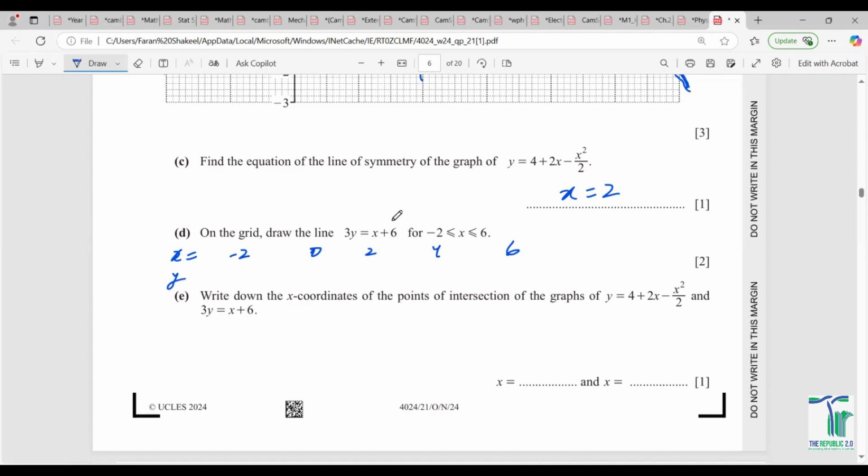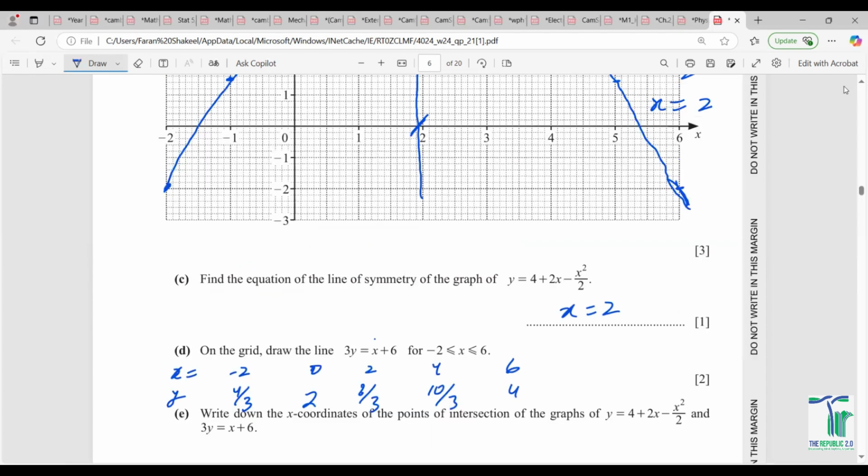So minus 2 plus 6 is going to be 4, and y would be 4 over 3 for this one. When x is 0, y would be 2. When x is 2, y is going to be 8 by 3. When x is 4, y is going to be 10 by 3. When x is 6, y is going to be 4. So we just need to plot these points.